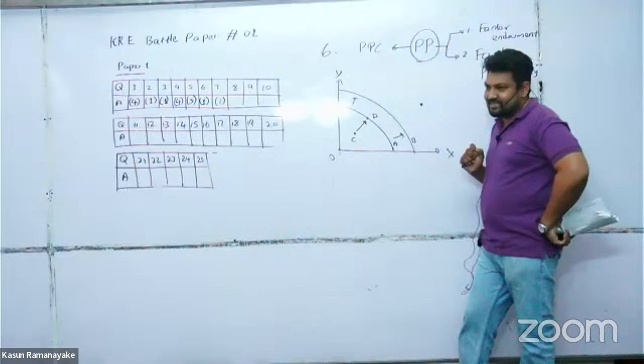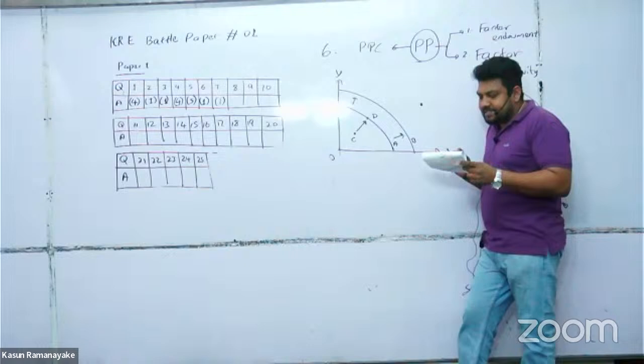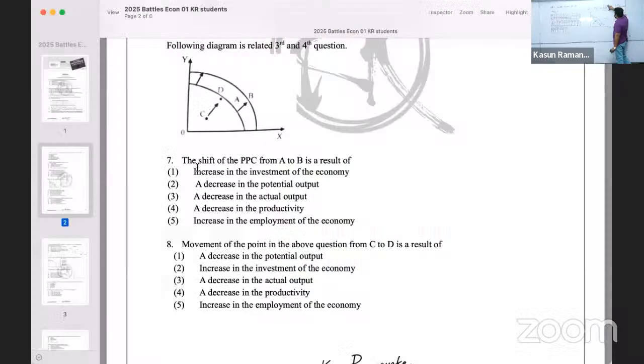And another one, in other words, we can say efficiency increases as well. But we will see the answers one by one. Decrease in potential output cannot be the answer, because if the potential output decreases, the PPC will change.